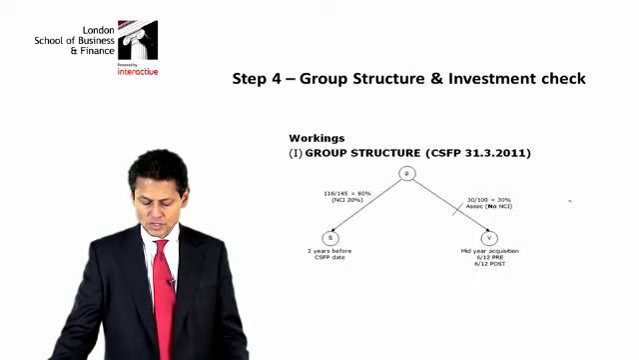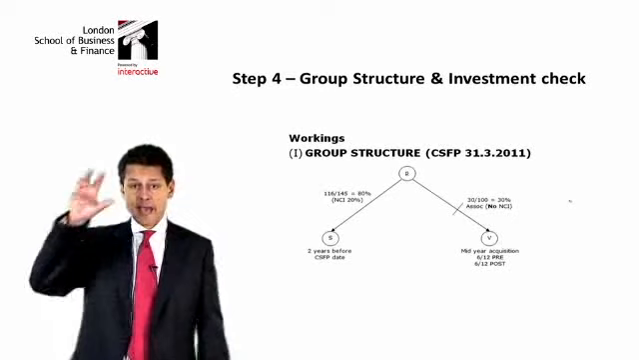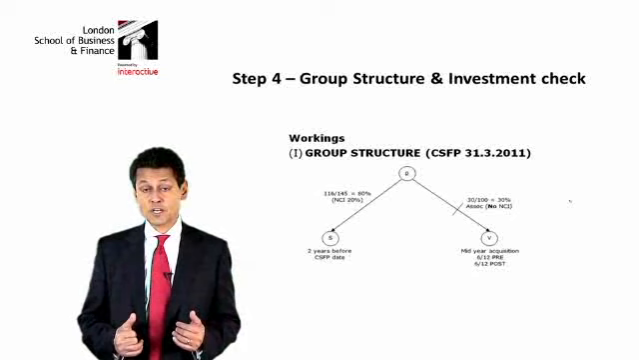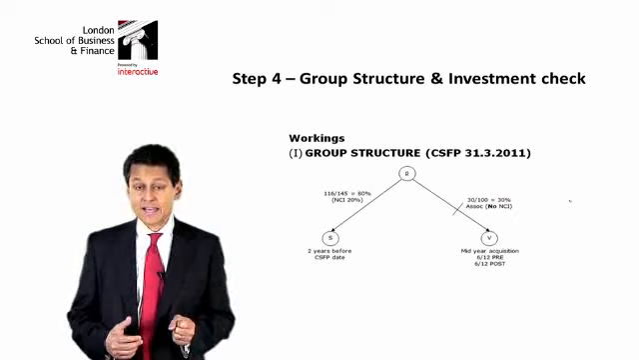Now, here's the group structure. If you remember, we had a parent with 116 divided by 145, or 80% of an interest in a subsidiary. And of course, if you have 80% in a subsidiary, the NCI, the non-controlling interest, must have the other 20%. And it happened, of course, 2 years before the CSFP date.